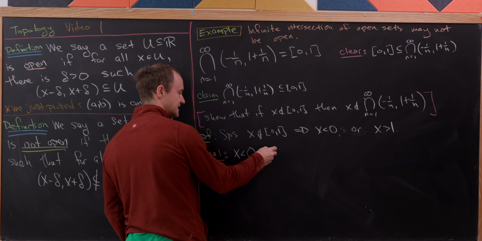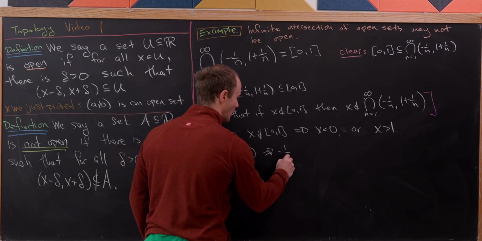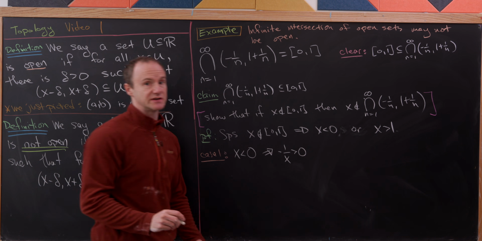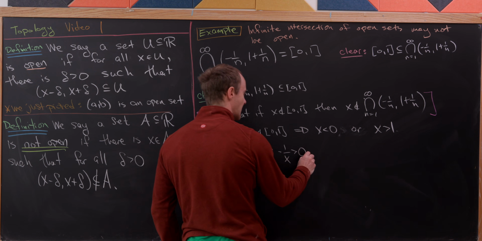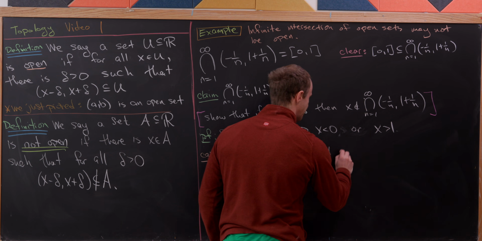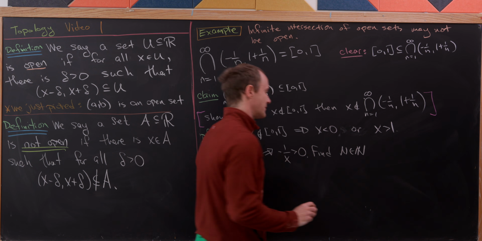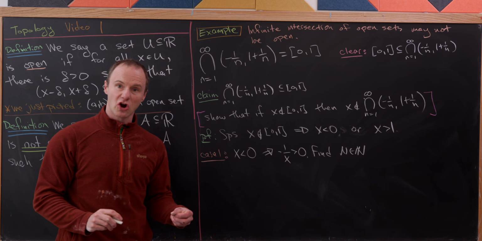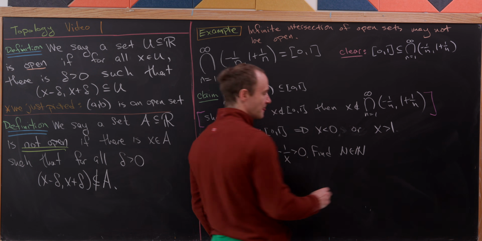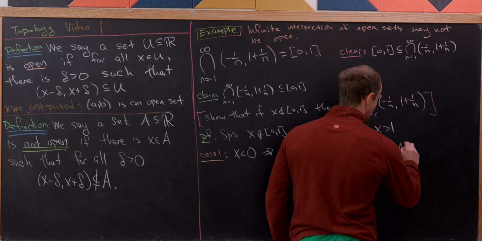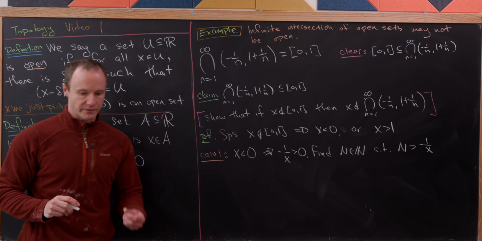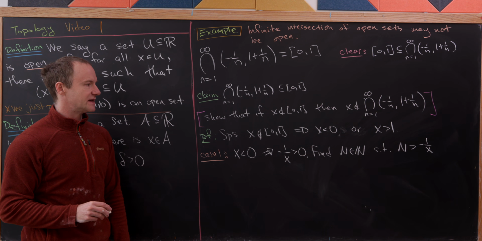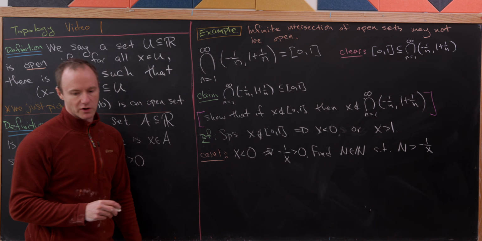So if x is less than 0, then that means that minus 1 over x is bigger than 0. So we've got a positive real number. But if we've got a positive real number, then that means that we can find a natural number, capital N, that is larger than that real number. And that's by something called the Archimedean principle. There's always a natural number bigger than every real number. So we've got N is bigger than minus 1 over x.